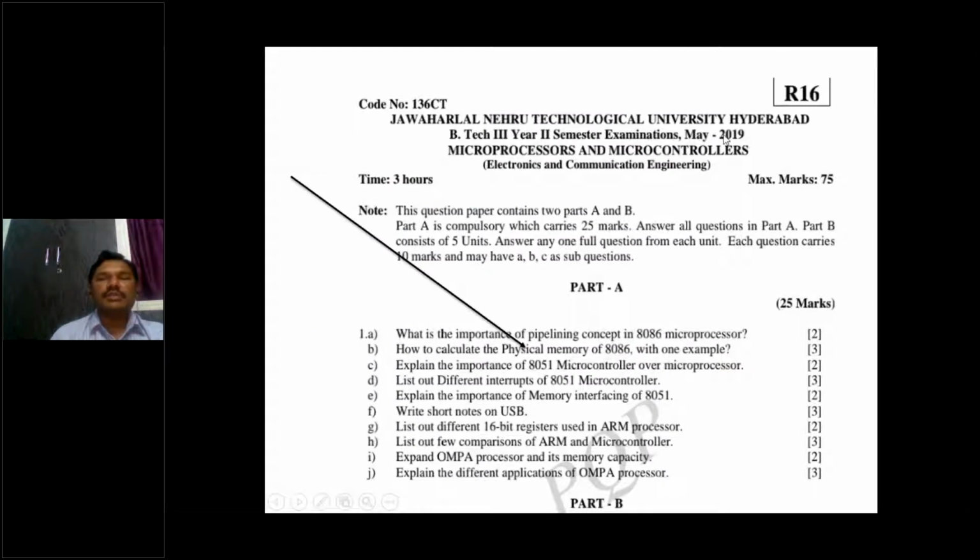In May 2019, they asked one question for the regular students: how to calculate the physical memory of 8086 with one example. Explain physical memory calculation with one example of any segment register, which I'll show you.